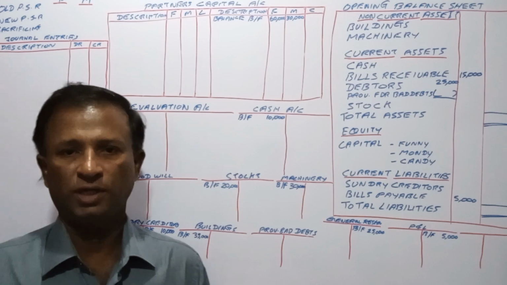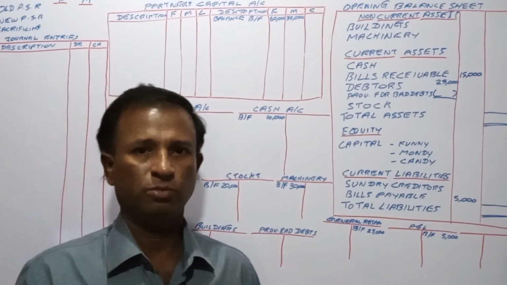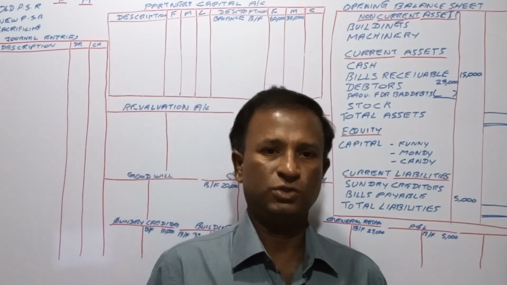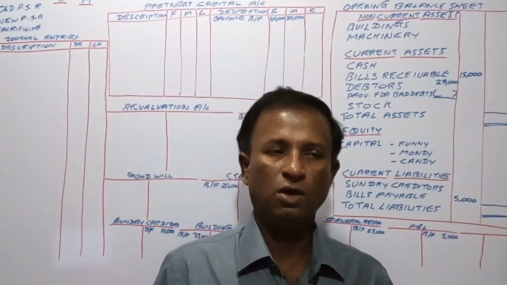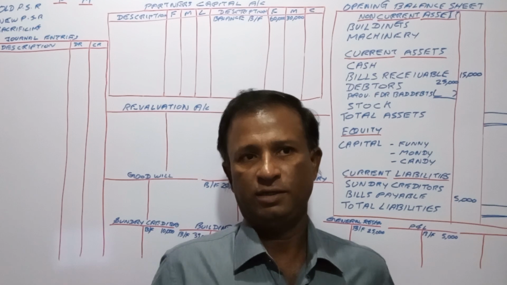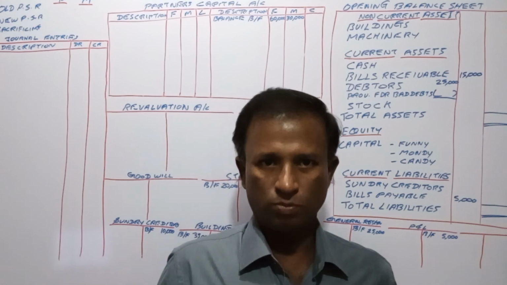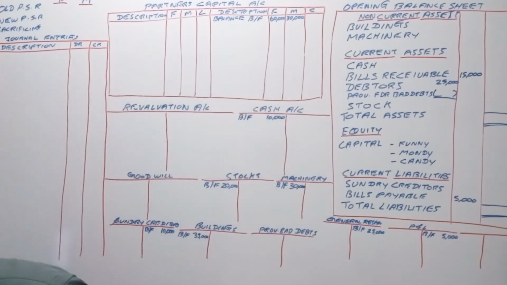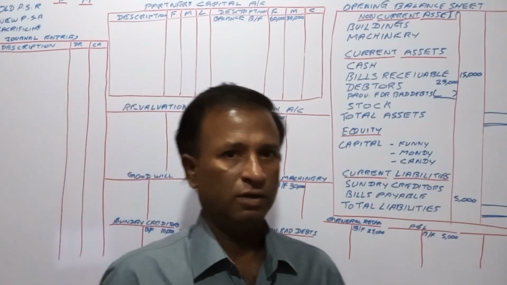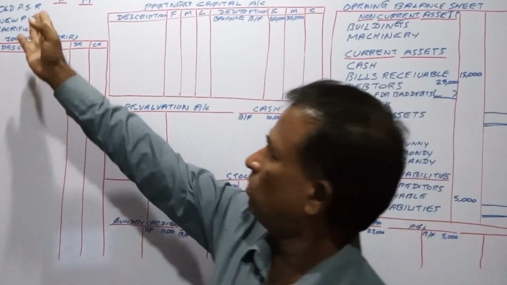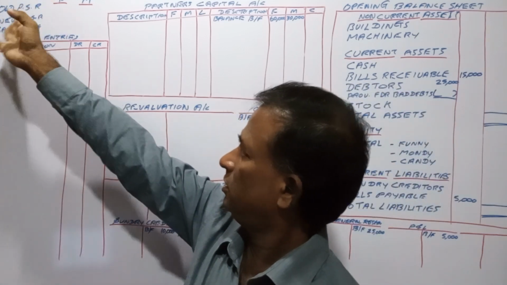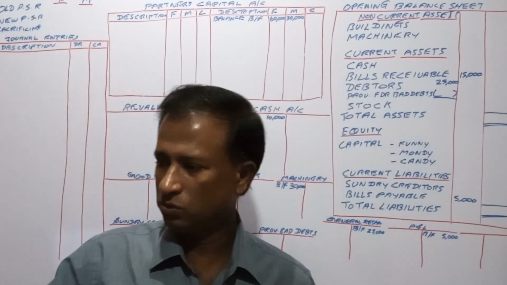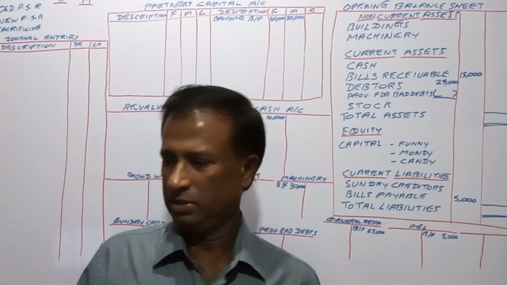Hi students, today we are going to discuss the sacrificing ratio. The sacrificing ratio is used when you are sharing the goodwill brought by the new partner into the partnership. The sacrificing ratio is the old profit sharing ratio minus the new profit sharing ratio. We will go through a question so we can learn it.